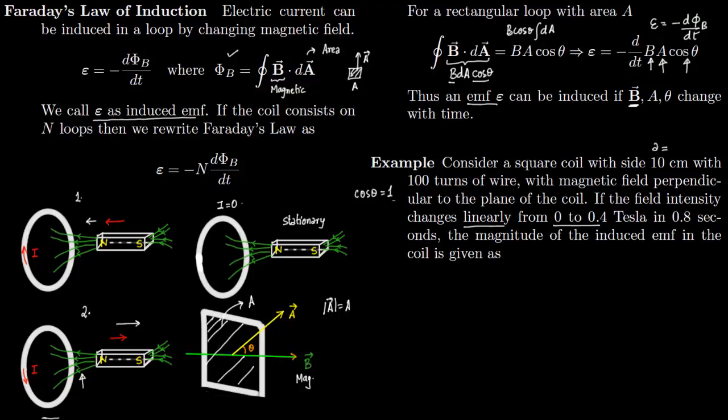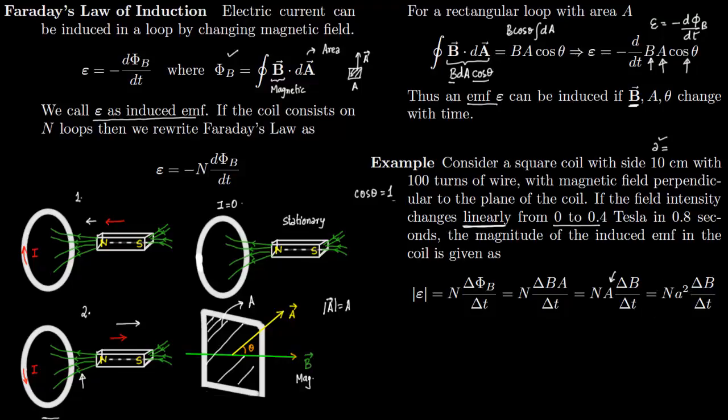This induced EMF is given as, the magnitude of the EMF is N times, instead of d phi by dt, I'm writing delta phi by delta t. We are using delta because we have a linear term here, so we could use delta instead of the differential. So you have N times delta B times A. The area is constant, so it comes out. The area is given as a squared, where a is the side of the square. So you have N a squared times delta B by delta t.